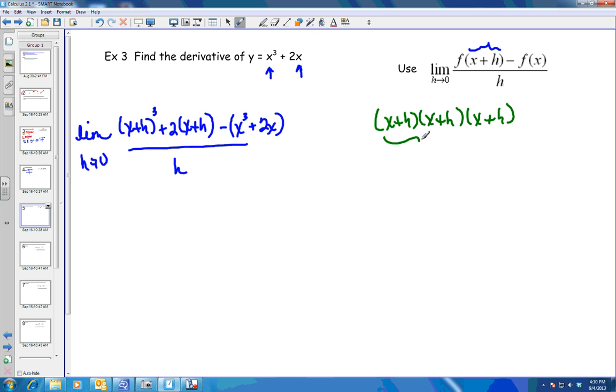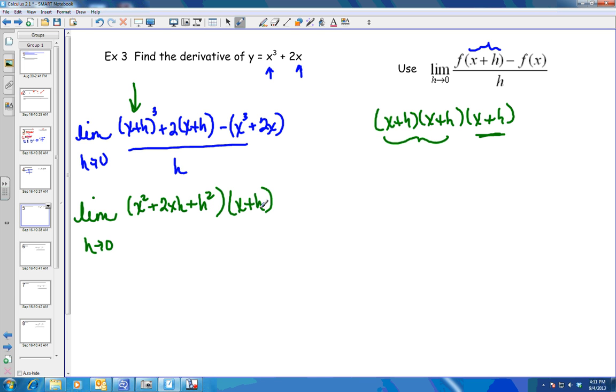So if I just do this first part, when I FOIL that out, I'm going to get this. The limit as h approaches 0. That's going to give me x squared plus 2xh plus h squared when I FOIL that. Now I still have this left over, so that's going to be times x plus h. So this part right here is this. Plus, now I need to distribute my 2. 2x plus 2h, distribute your negative, minus x cubed minus 2x, all over h.